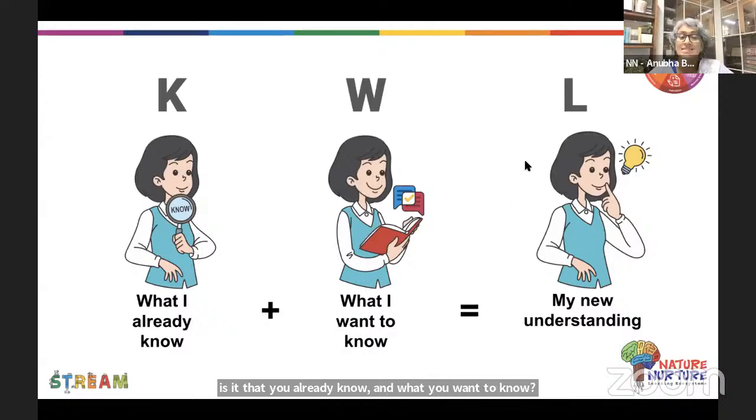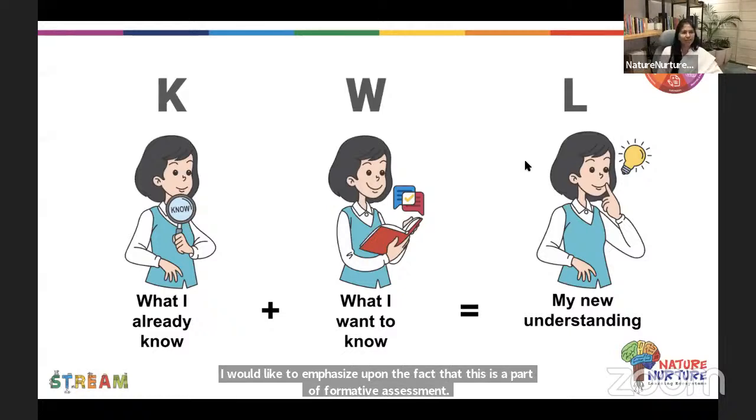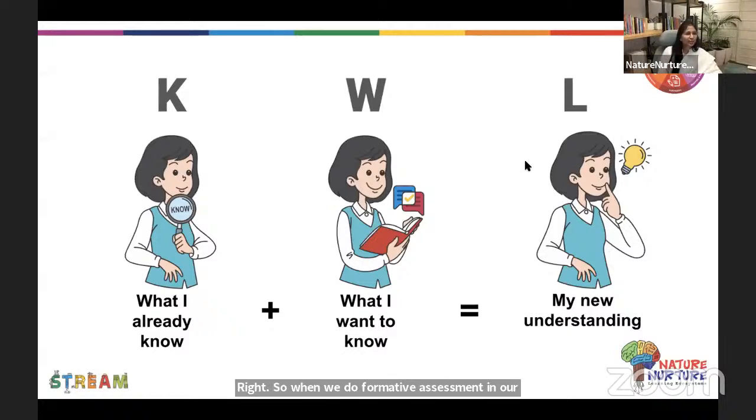So I can see the answers are coming in fast, ma'am. Yes, and I'm so happy. I would like to emphasize the fact that this is a part of formative assessment. When we do formative assessment in our classrooms, we try to figure out what the learner already knows and what it is that the learner wants to know.